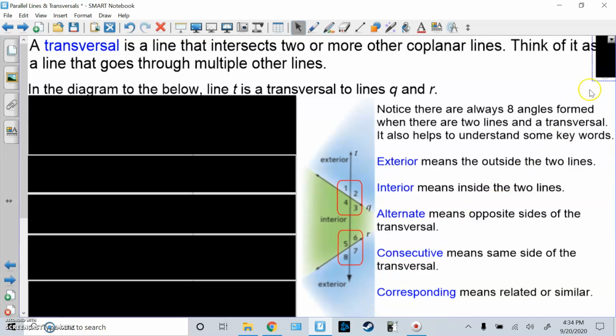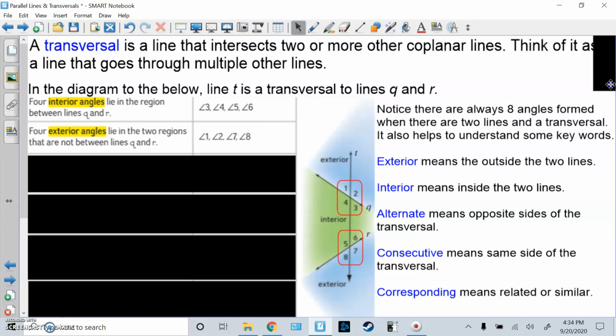Notice there are always 8 angles formed when there are two lines and a transversal. It helps to understand some key words. Exterior means outside the two lines. So here, this blue area is the outside, the exterior. Interior means inside the two lines. So here's the green area, this is inside. Alternate means opposite sides of the transversal. Consecutive means same side of the transversal, and then corresponding means related or similar or same.